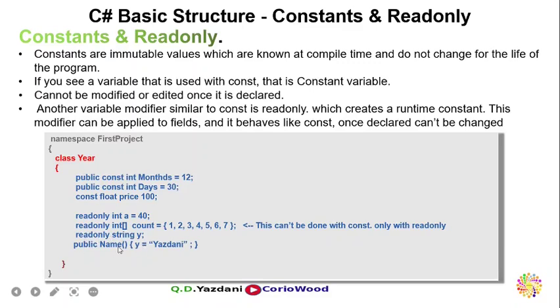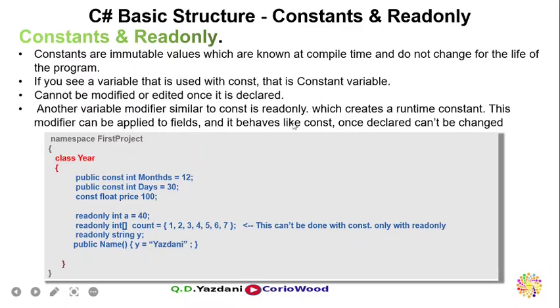So you have flexibility in C#. You can do a lot of cool things. So this is the constants and read only, and that's the difference between the constants and read only. And remember, the last thing that I want to add is that constants are immutable. Keep in mind, they are values which are known at compile time and do not change for the life of the program.